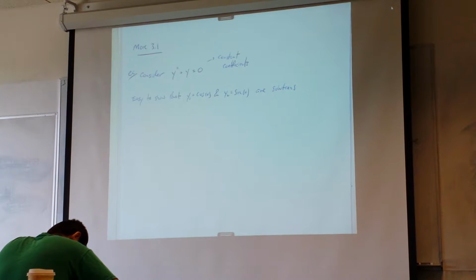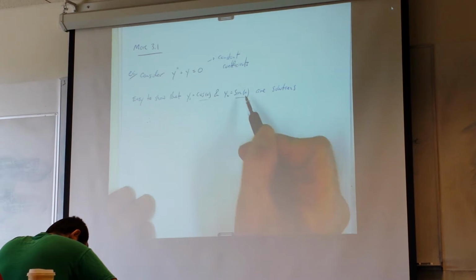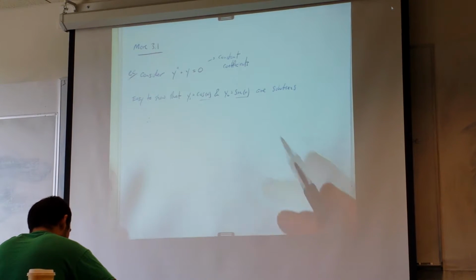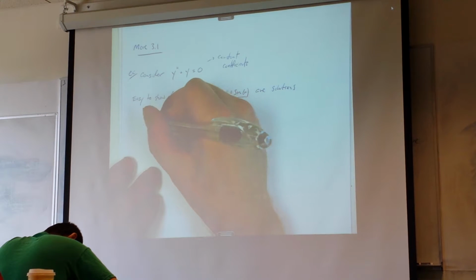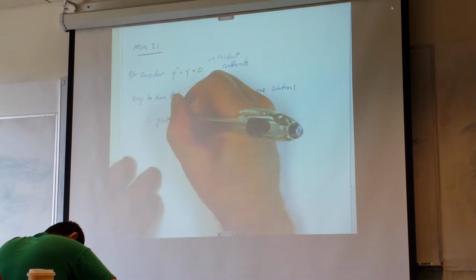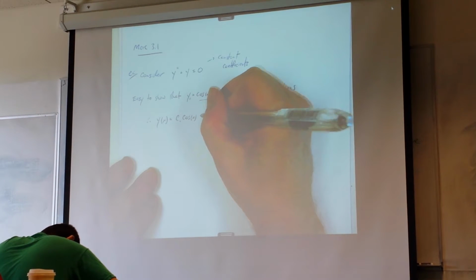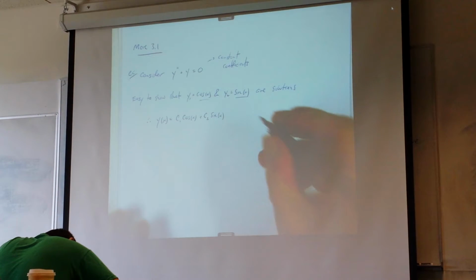All right, and these are linearly independent. If you did the Wronskian, it would show that neither is a constant multiple of the other. Their graphs oscillate, so it's not just a multiple of the other. So, since they're both linearly independent, we could say the general solution takes on the form C1 times cosine x plus C2 times sine x. This is the general solution.